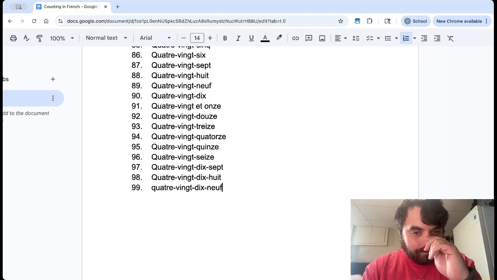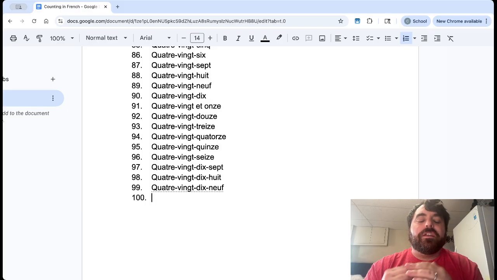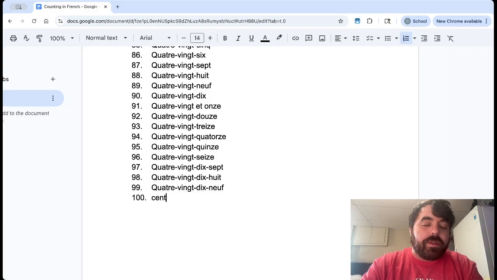Now, thankfully, at this point, we get back to normal. And normal is just going to be that the number 100 in French is cent. This is where we get our English word cent. It's where we get the idea of a percent, right? Per 100, per cent.